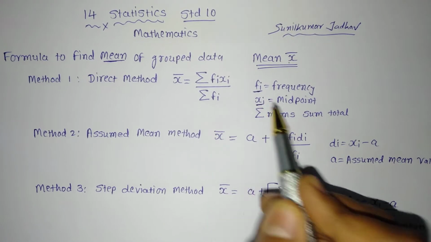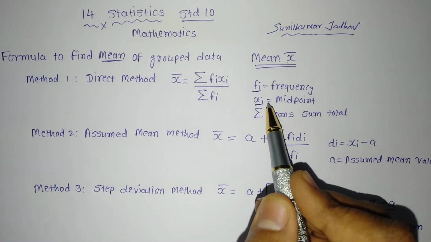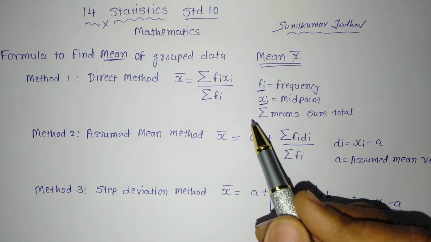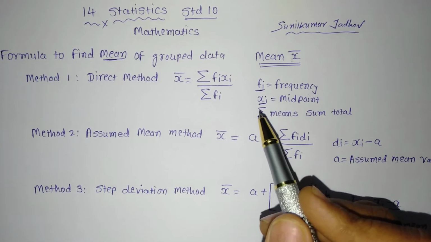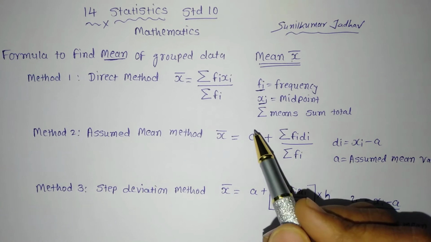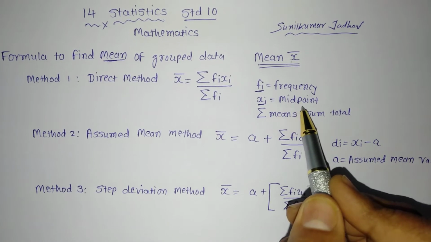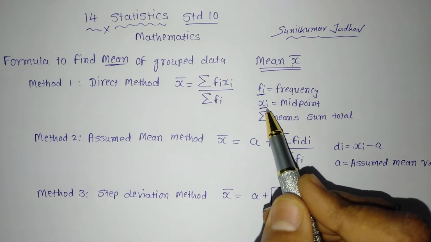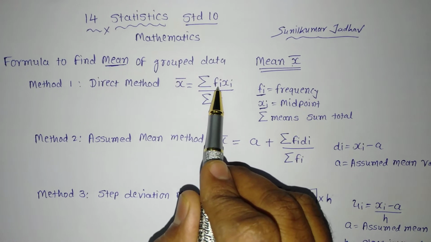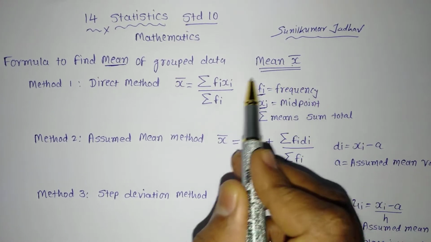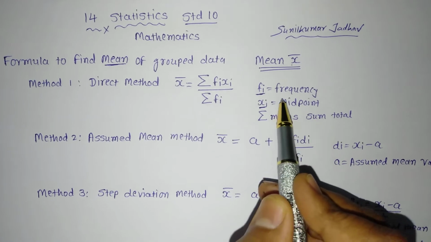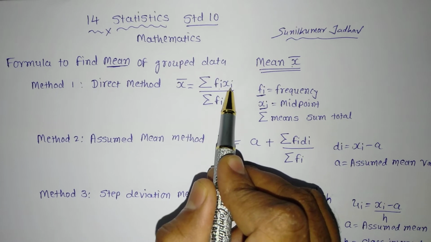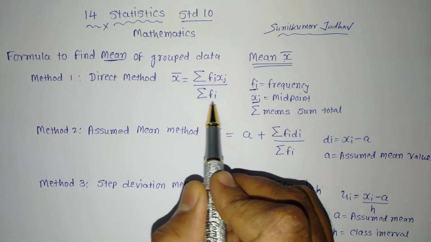Xi means midpoint. It is the midpoint for the given group. Suppose it is from 0 to 2. Then you know the class range is 2, and if we take the midpoint, that is 2 divided by 2, that is equal to 1. So that is how we should find out the midpoint for all the groups. Then we need to do the multiplication of fi and xi, that is sigma fi xi. That will be divided by sigma fi, which means the sum total of all the frequencies.